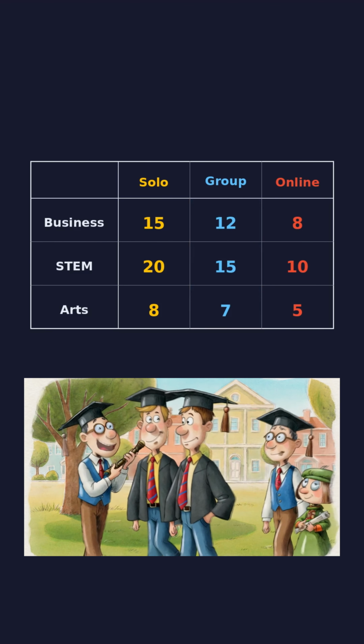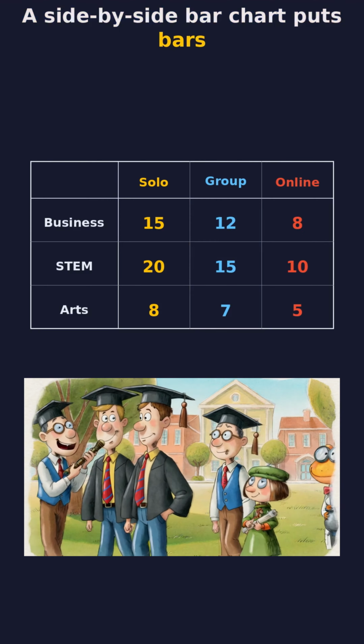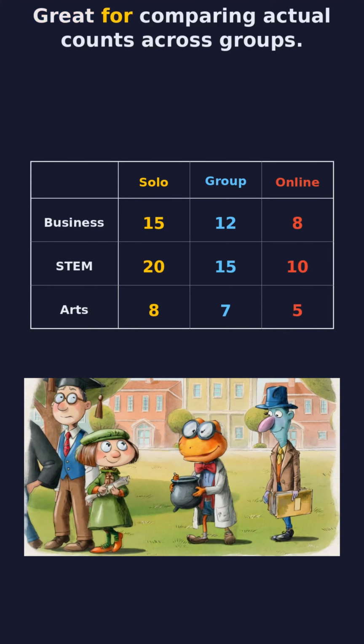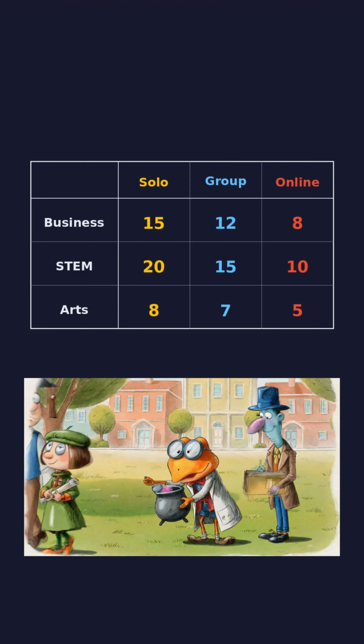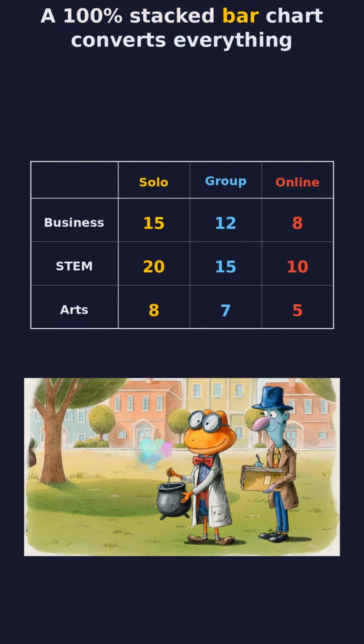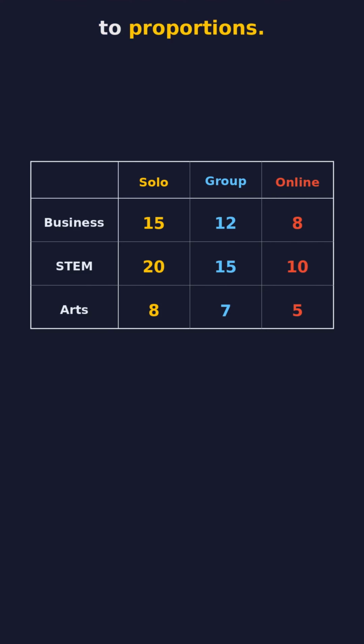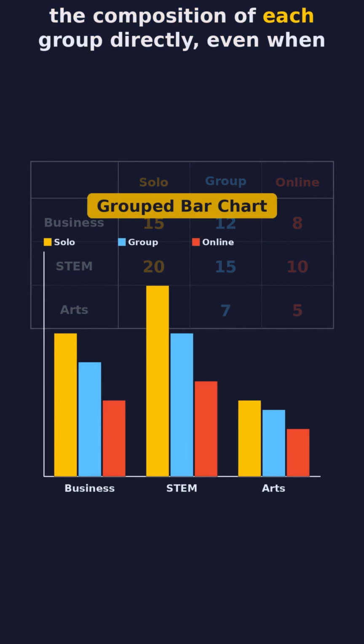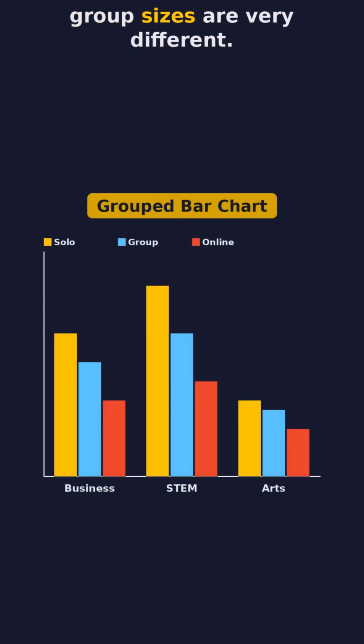Now visualize it. A side-by-side bar chart puts bars for each study method next to each other, grouped by major. Great for comparing actual counts across groups. A 100% stacked bar chart converts everything to proportions. Each bar reaches 100%, so you can compare the composition of each group directly, even when group sizes are very different.